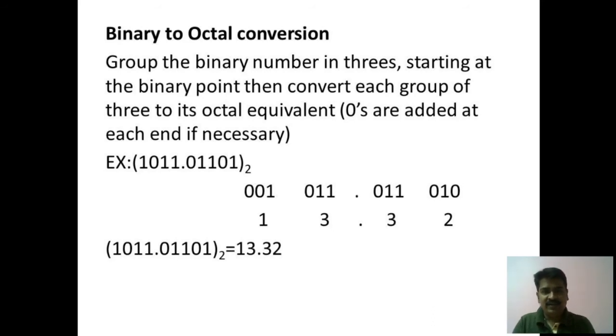Now you convert each group into its octal equivalent. This 001, the octal equivalent is 1. 011, the octal equivalent is 3. 011, the equivalent is 3. 010, it is 2. The answer will be 13.32, which is the octal number corresponding to the given binary number.